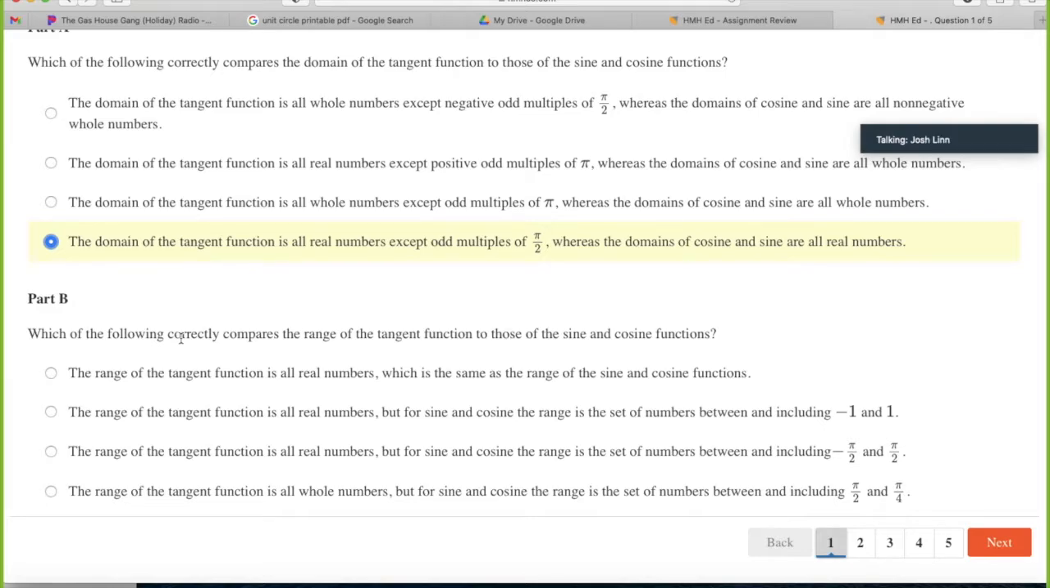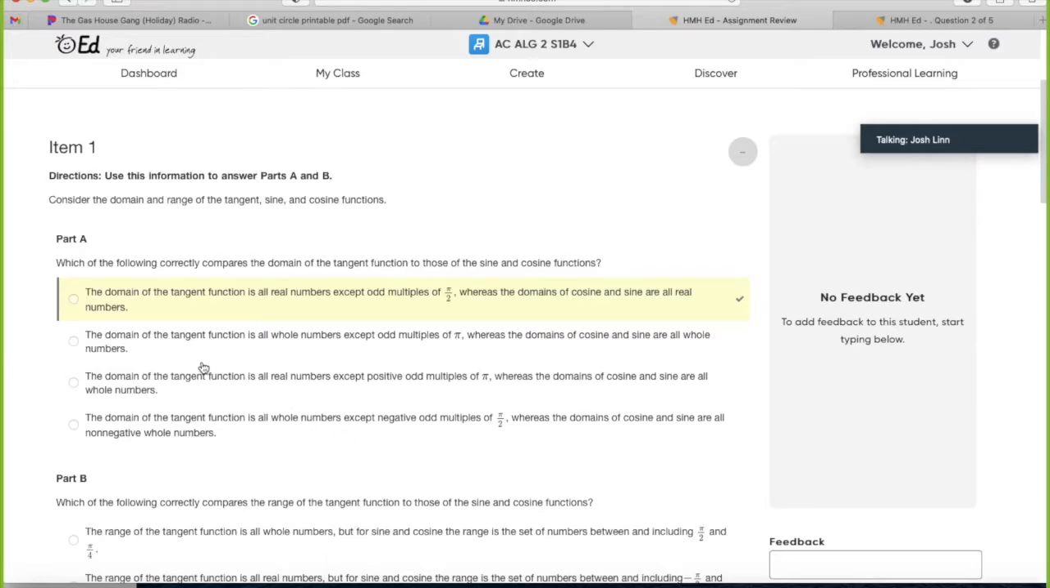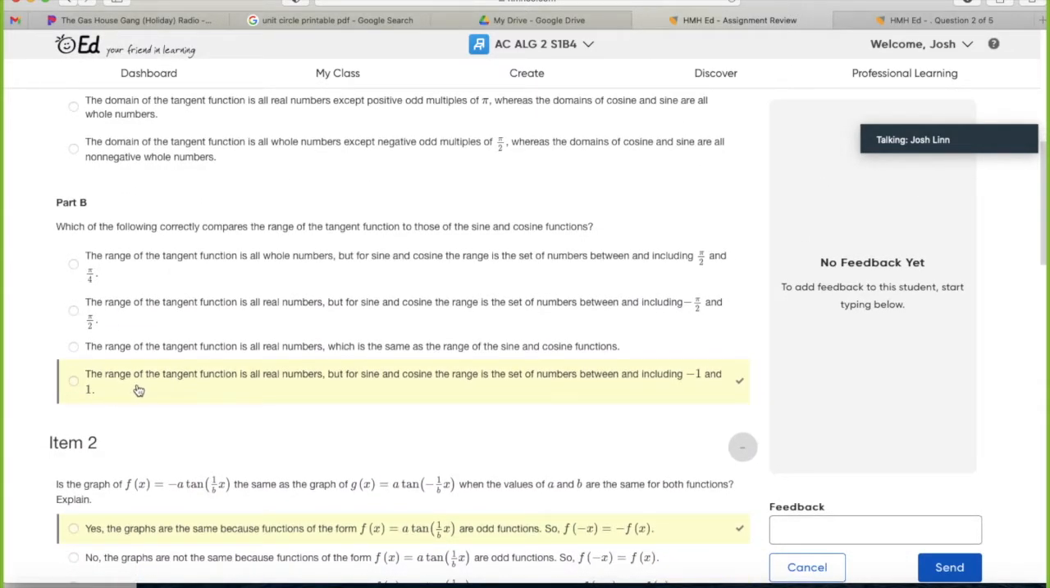And which following, so the range. Remember the range of sine and cosine is -1 to 1, but tangent goes all the way up, infinite and beyond. The range of tangent function is all real numbers, which is the same as the range of sine and cosine. That's false. The range of tangent function is all real numbers, while the sine and cosine range is -1 to 1. So that's what I'm going to go for. Our correct answer: the domain of the tangent function is all real numbers except odd multiples of pi over 2, and the range of the tangent function is all real numbers, but for sine, the range is set between -1 and 1.